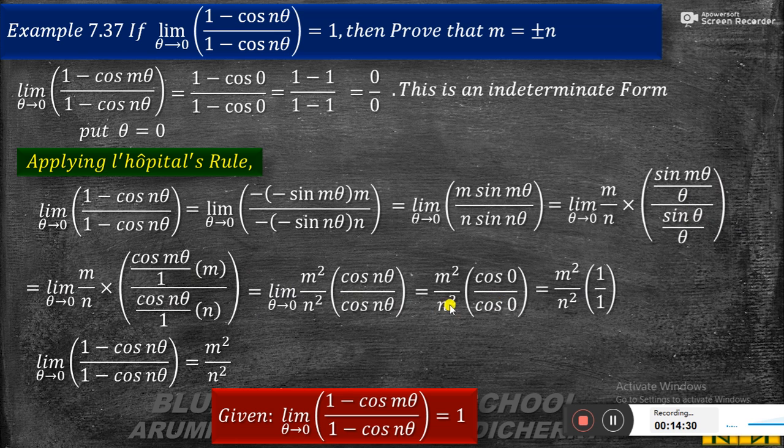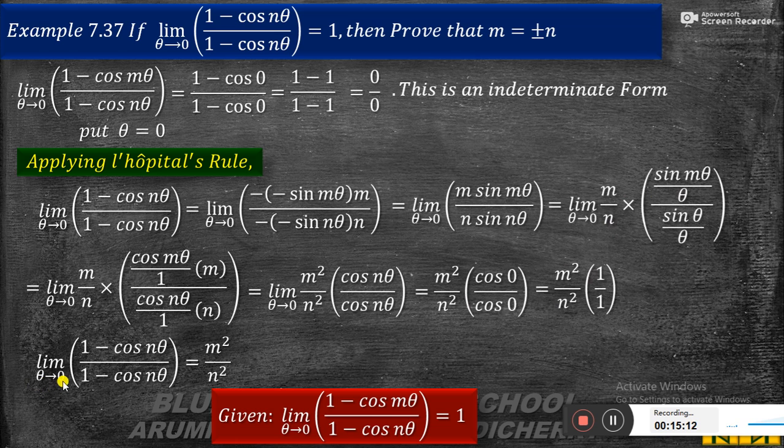So I write m by n, its numerator value is m, denominator value is n. So m square by n square. This step we directly get using example 7.35. Example 7.35 is limit x tends to 0 sin mx by x. Its answer is m. So the same result we used here: sin m theta by theta, its value is m. Sin n theta by theta, its value is n. So m by n, already there is a m by n, so we multiply, m square by n square.